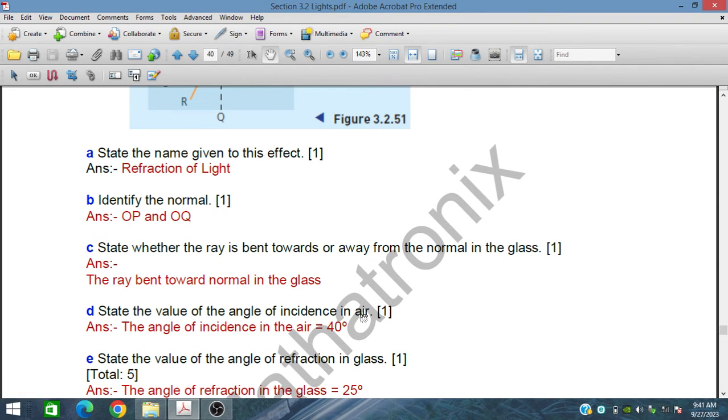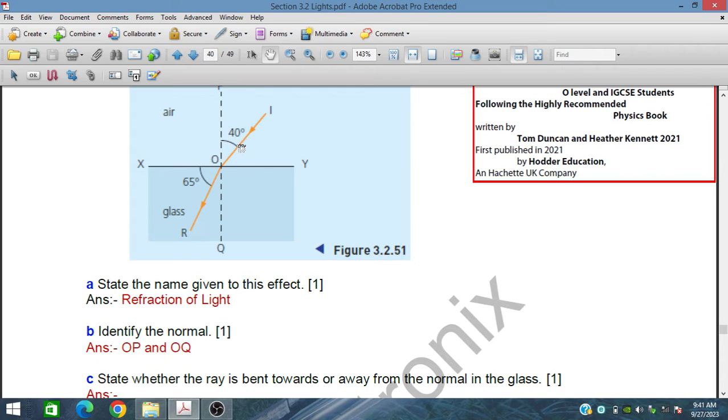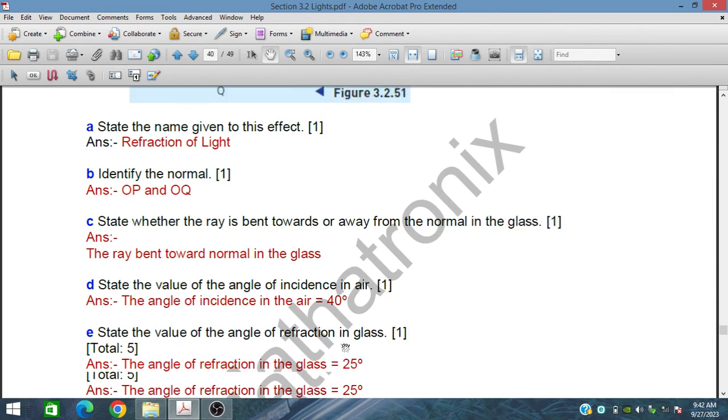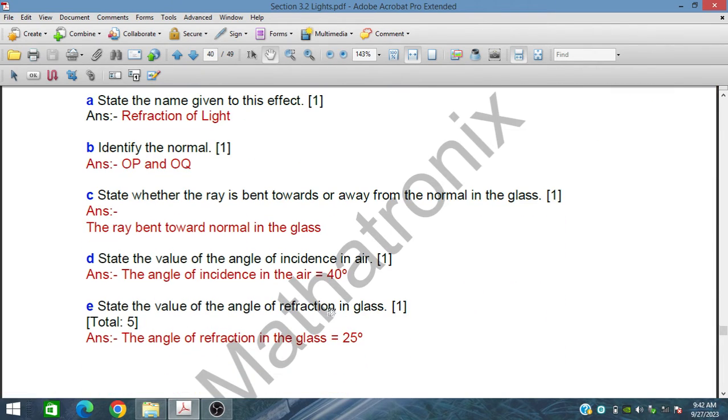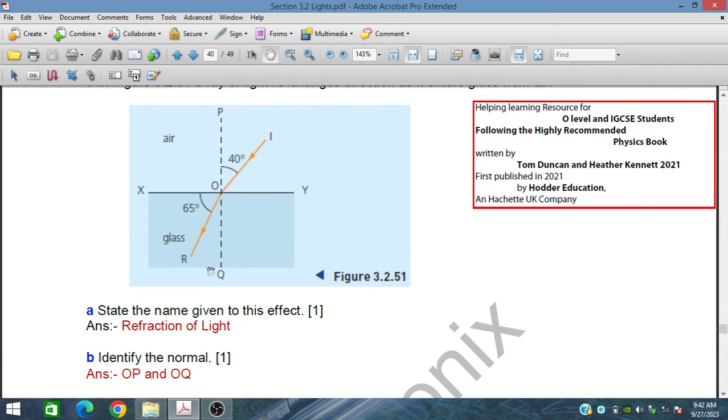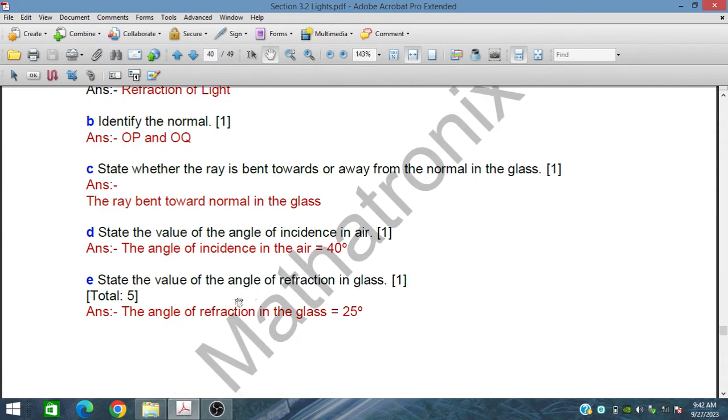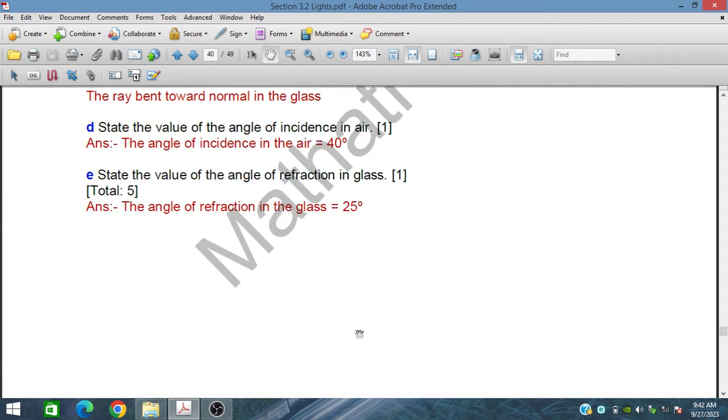State the value of the angle of incidence in air. This angle of incidence is 40 degrees. And state the value of the angle of refraction in glass. This is the angle of refraction, which is 90 minus 65, which is 25 degrees. So the angle of refraction is 25 degrees.